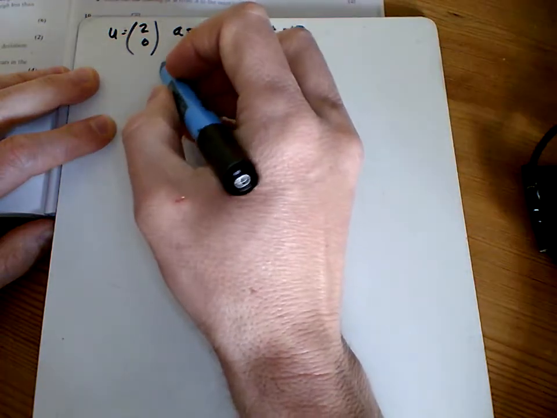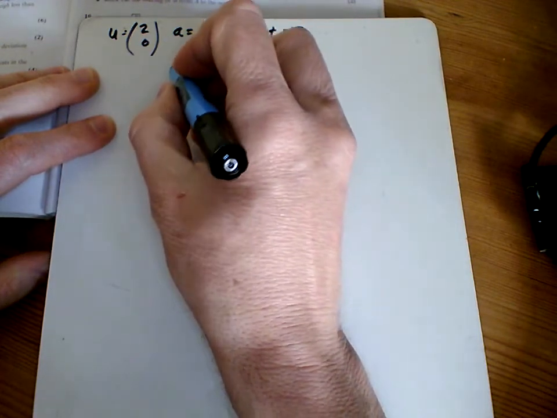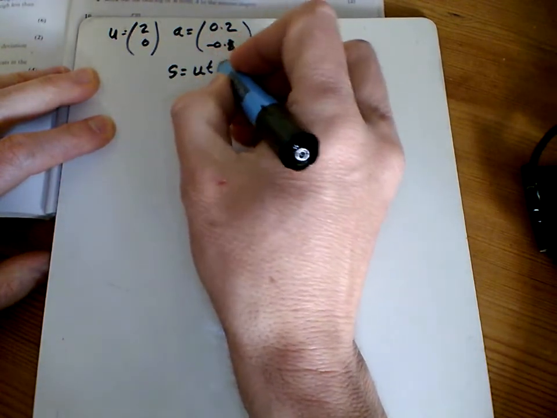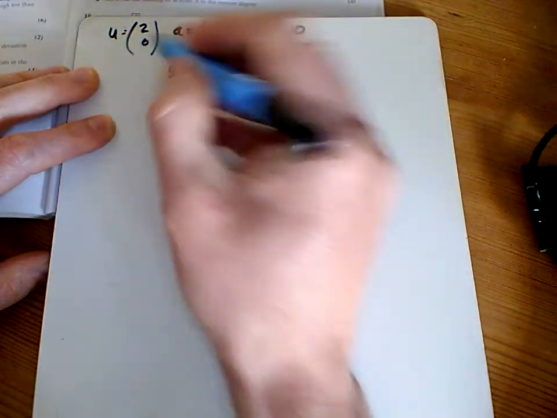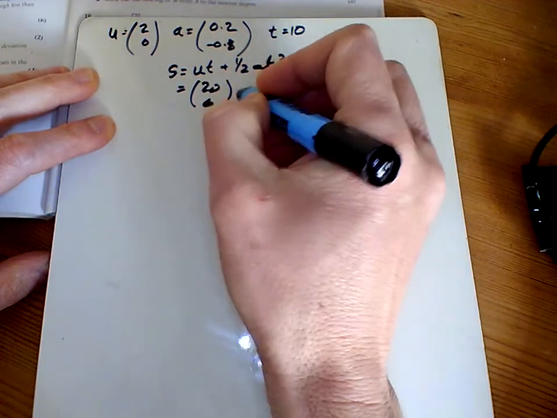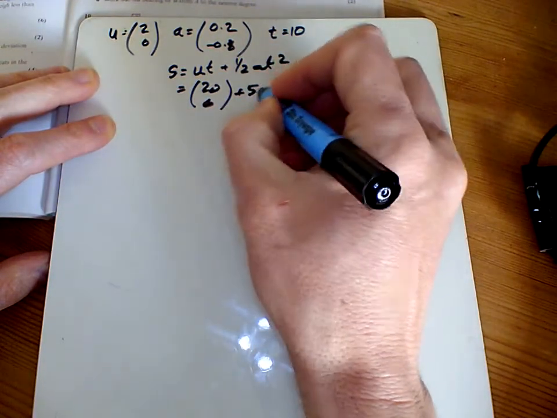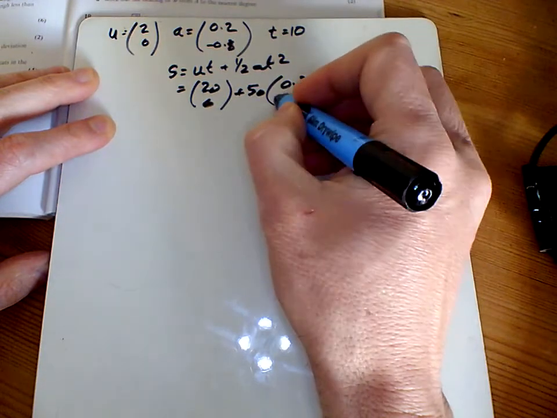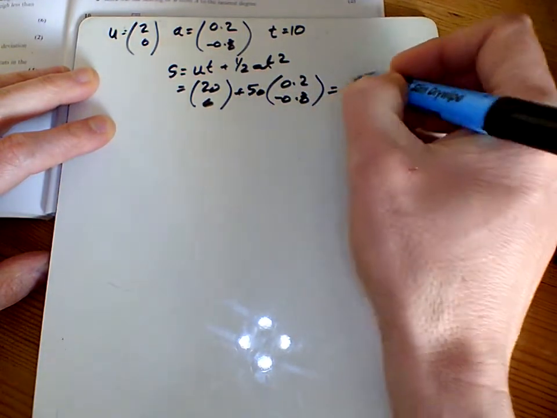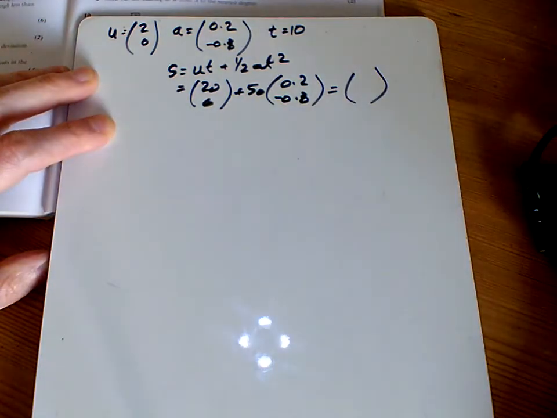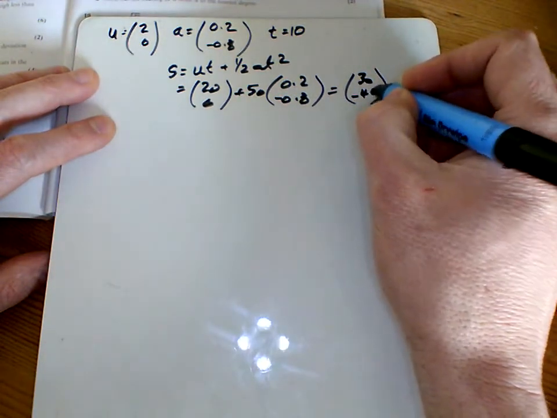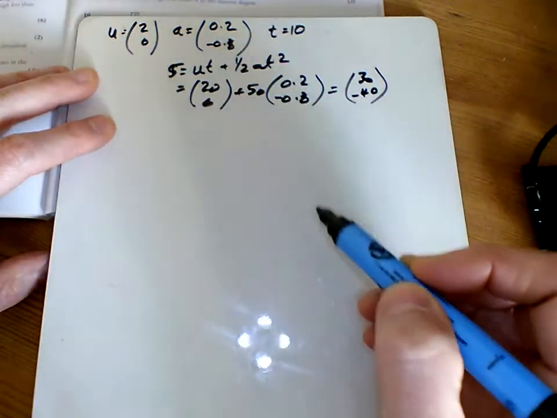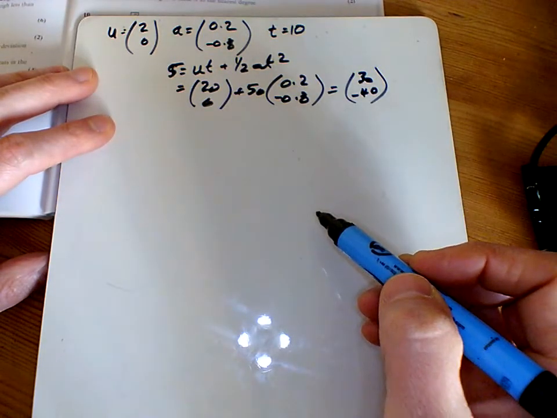Find out the position. So position here, I'm going to use s equals ut plus a half at squared. So I've got 10 of these, so that's (20, 0). And I've got 100, half of 100 is 50. I've got 50 lots of (0.2, -0.8). And so my position there, just tapping that into the calculator, is 30 here and -40 there. So my position, I should use an r there as a vector, but there's my position vector there.